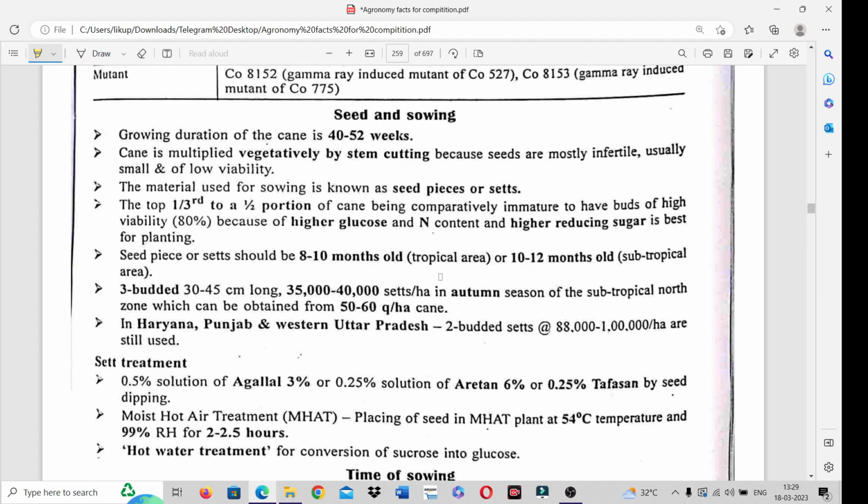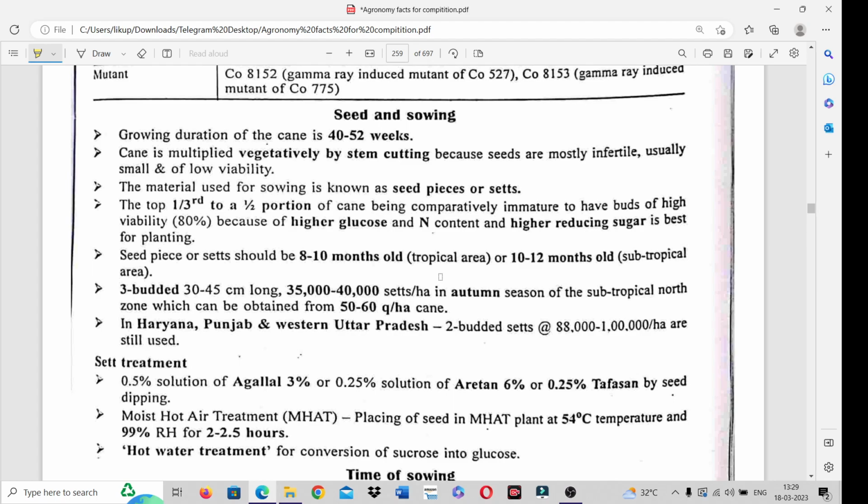In Haryana, Punjab and Western Uttar Pradesh, two-budded setts at the rate of 80,000 to 1 lakh per hectare are still used. Three-budded setts, 35,000 to 40,000 setts per hectare, are used in the autumn season of the subtropical north zone.